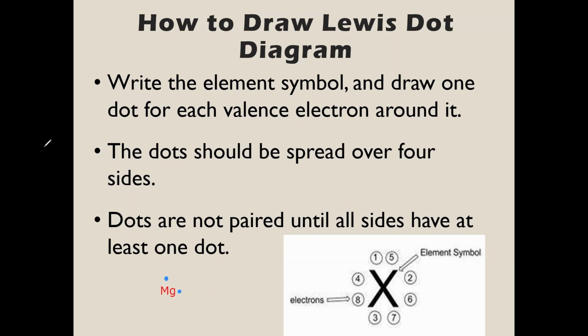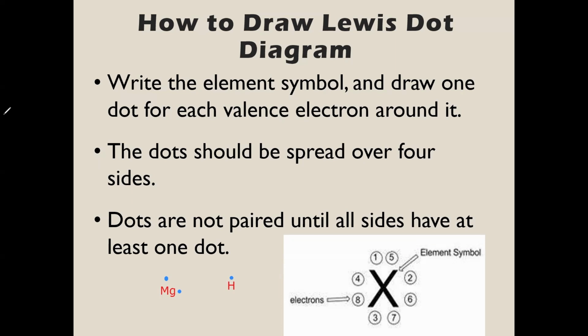Okay, for hydrogen, for example, hydrogen has only 1 electron. So we can add this electron here or here or here or here, anywhere. Okay.